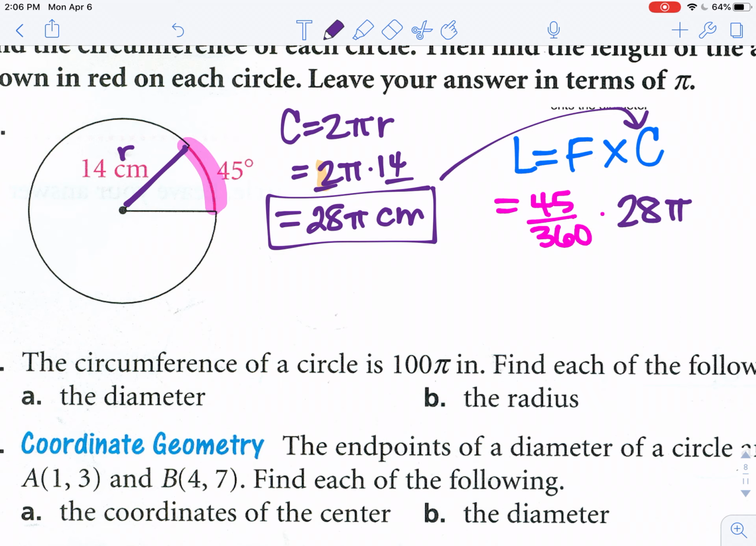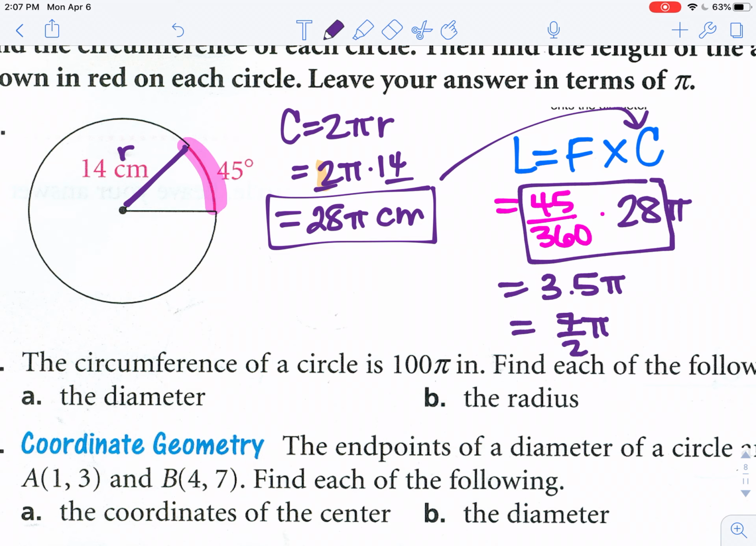All right. If I take a look and multiply 45 over 360 times 28, I have 3.5 pi. It's kind of weird to leave a decimal connected with a pi like that. So I know that 3.5, that's the same thing as 7 halves. So 7 halves pi might be how I express that arc length.